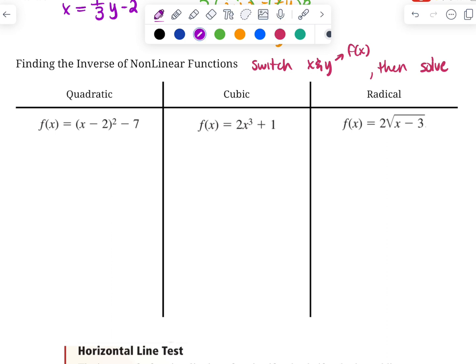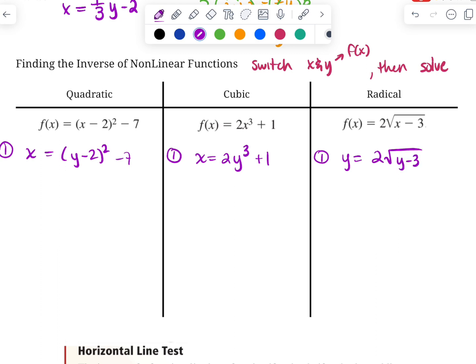Okay? So step 1 here. And you don't have to write the 1. But step 1 would be to say that this is really x equals y minus 2 squared minus 7. That this is x equals 2 times y cubed plus 1. And that this guy is x equals 2 times the square root of y minus 3. So right now, take a moment. I've just given you that first step, step 1. You want to try step 2, the solving part. So pause right now and see how you do.